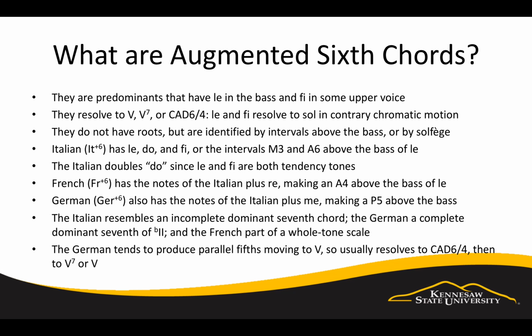So, the Italian augmented 6 has le, do, and fi, or the intervals major 3rd and augmented 6th above the bass of le, going to 5. The Italian doubles do, since le and fi are both tendency tones and cannot be doubled. The French 6 has the notes of the Italian plus re, making an augmented 4th above the bass of le. It too can move to 5, to 5-7, or to cadential 6-4.